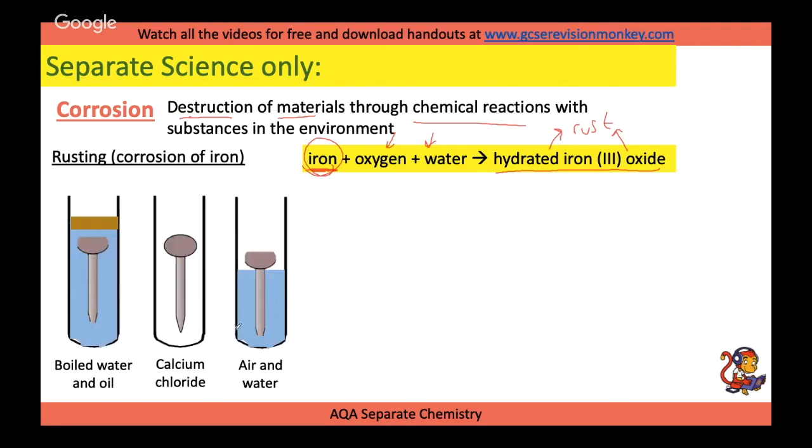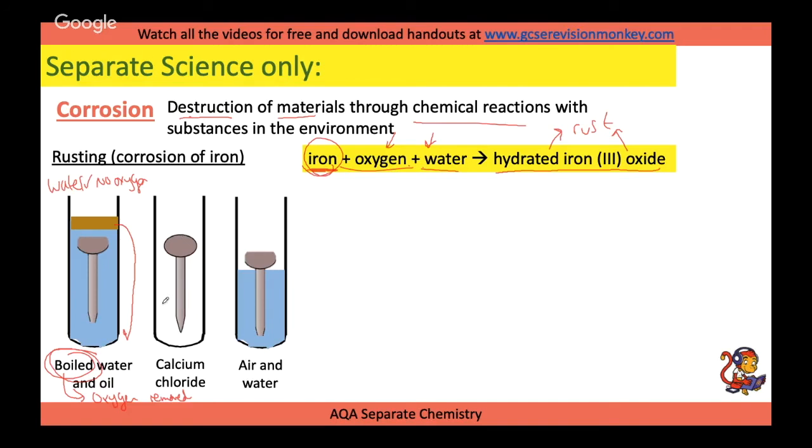You might see some results from an experiment a little bit like this, and you might need to determine the conditions needed for rusting. Let's have a look at this one. A few key points. If you see boiled water, that means that the oxygen has been removed. Okay, so in this example, you've got a nail in water, but there's a layer of oil on the top which will stop any oxygen getting in, and it's been boiled. So it's in water and there's no oxygen. So because it requires both, that shouldn't rust.